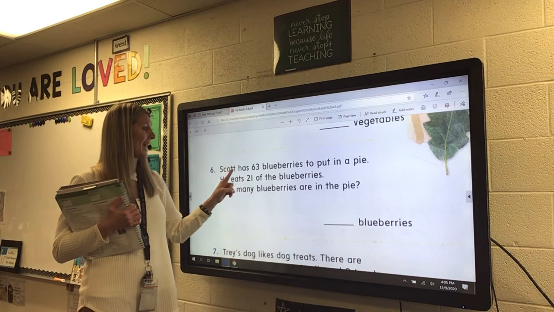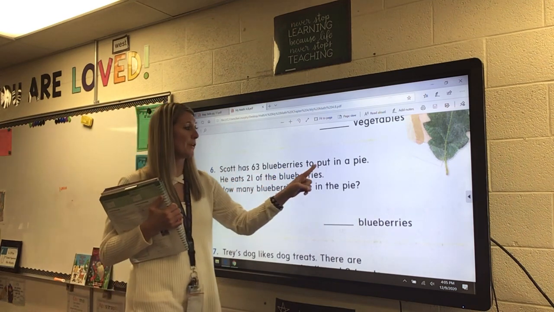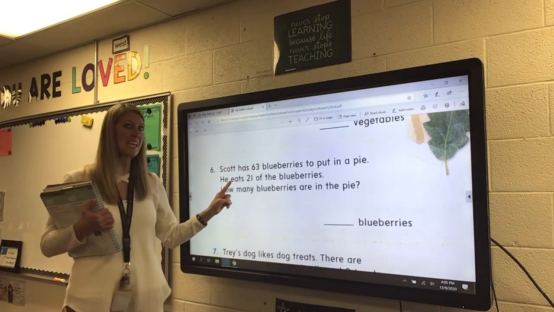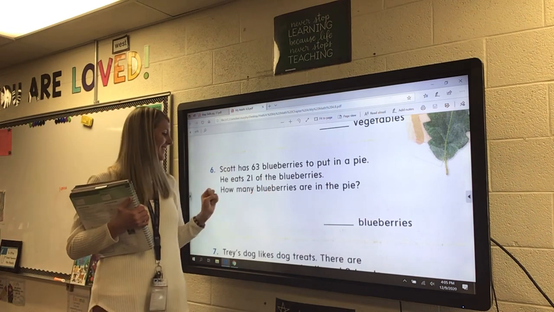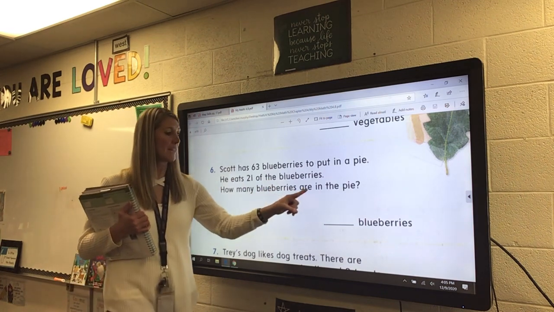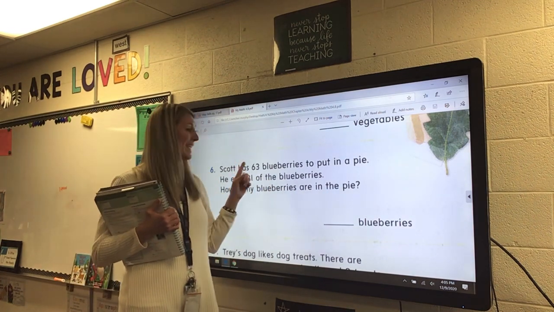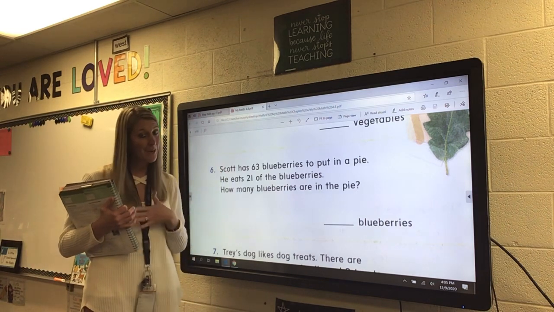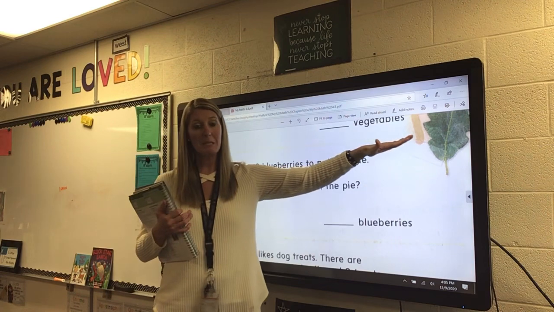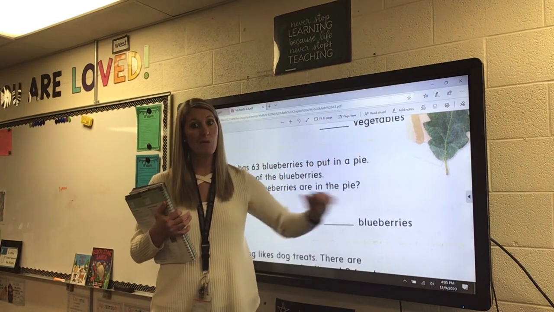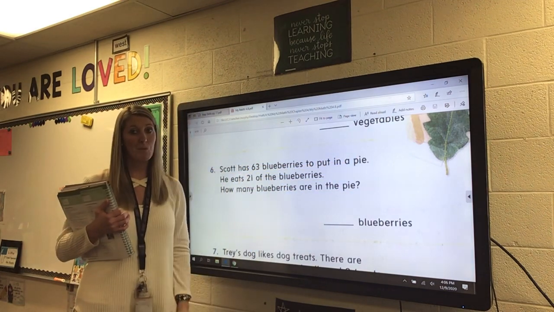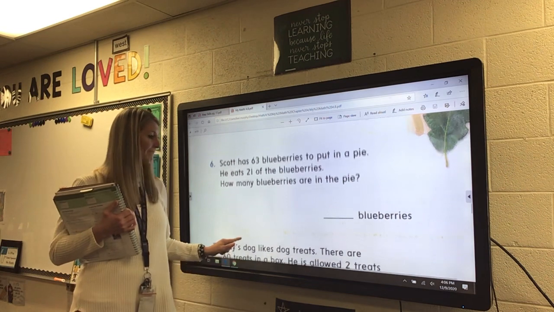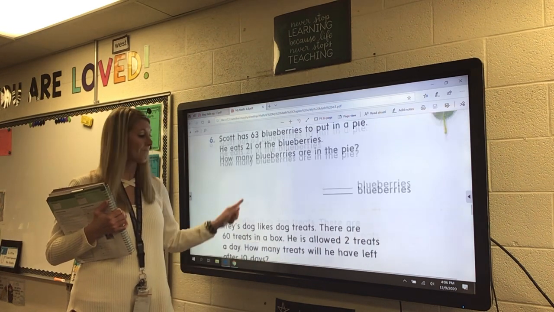Number 6 says Scott has 63 blueberries to put in a pie. He eats 21 of the blueberries. How many blueberries are in the pie? So he starts with 63, but he eats 21. So we're taking away. So if I were you, I'd subtract 63 minus 21. And that is how many blueberries you have. Pause the video if you need to.